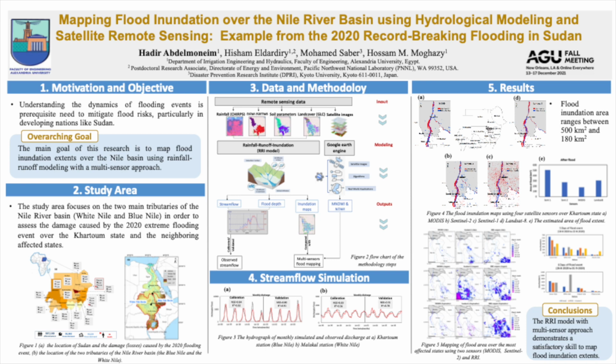The second part of the result is the comparison of the RRR inundation maps with the MODIS and Sentinel-2 maps during the flood event from July to September. It's clear the flood gradually increased with the increasing of months until reaching the maximum in September.